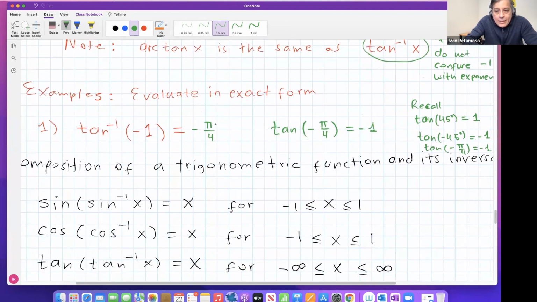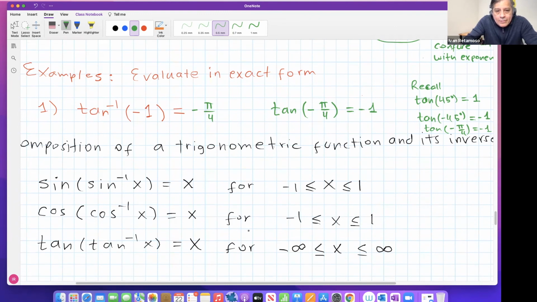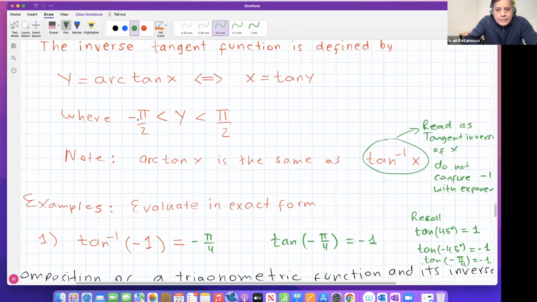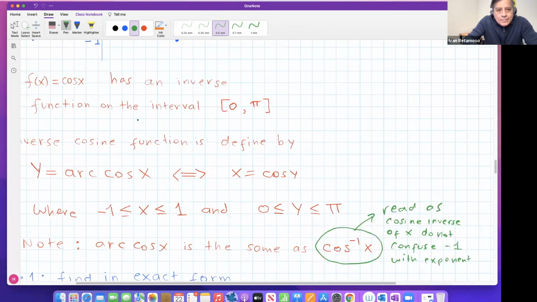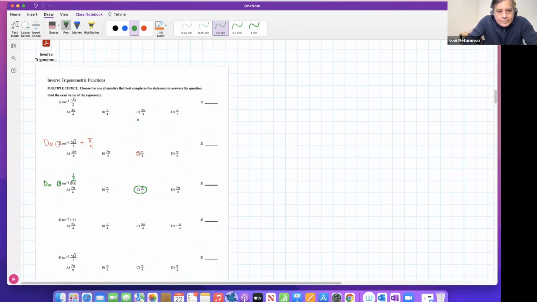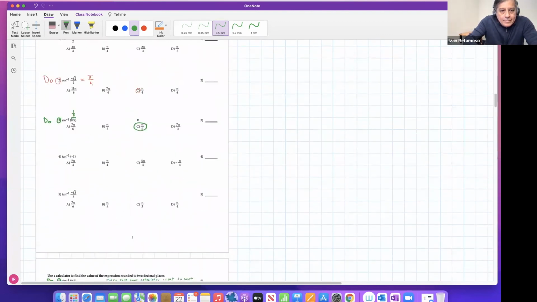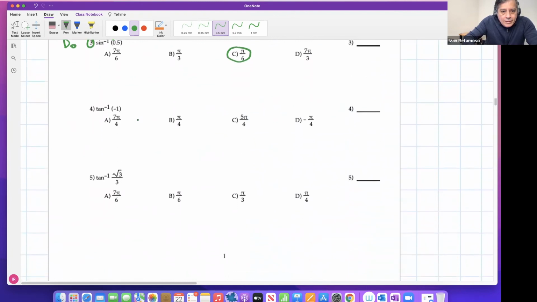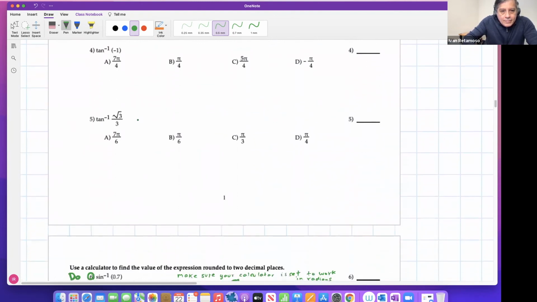Now, sometimes they will ask you to do this not in exact form, but in approximated form. You do it with a calculator in a similar way we did it with cosine and sine. Let's practice, and then we'll show you this part so we can go over compositions. Okay, so let's practice now. Worksheet here. Can you try this one? I'm gonna give you a tricky one.